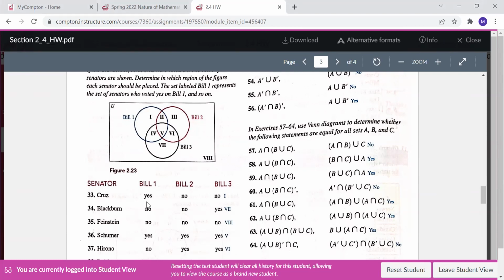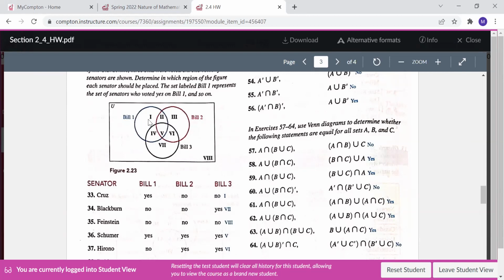All right, so let's take a look at this one. So Cruz needs to be in Bill 1, which is set A up here in the upper left corner. So he would be in there, but he's not going to be in Bill 2 or Bill 3. So does anybody know what region it's going to correspond to? It's going to be in a universal part because he voted no. Well, he voted yes for Bill 1, but he voted no for the other 2. So he would just be in Bill 1 and that's it.